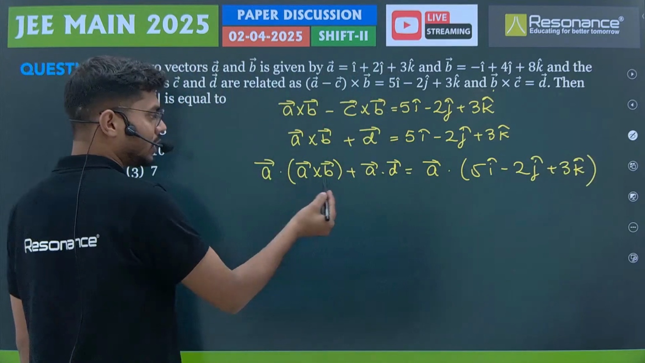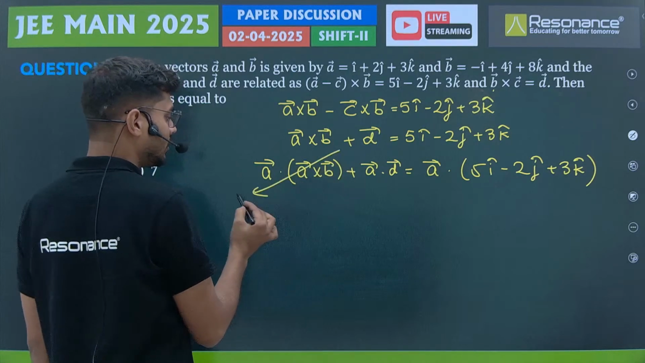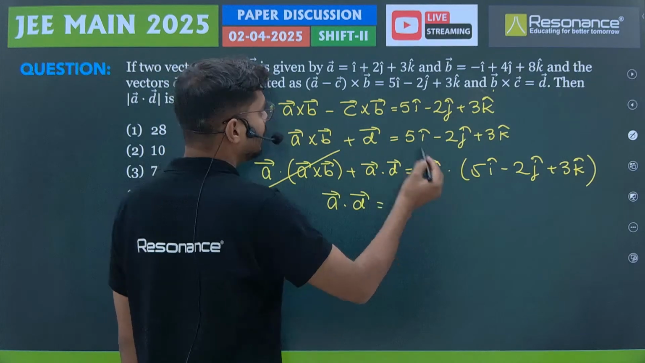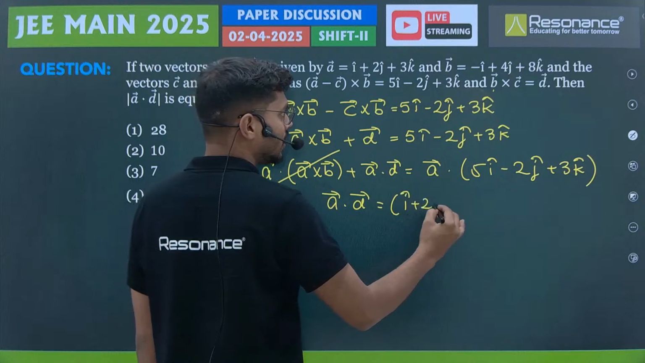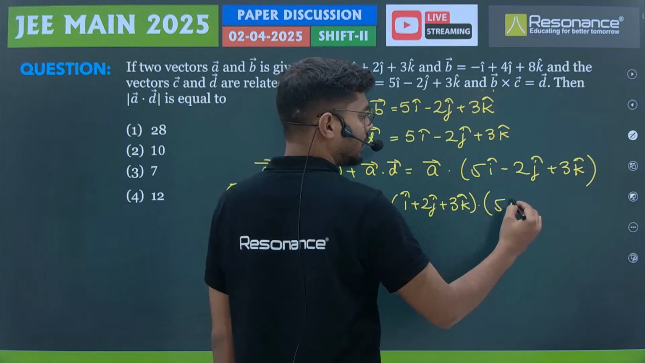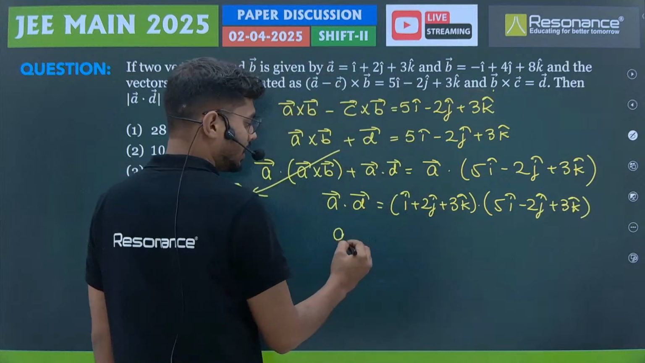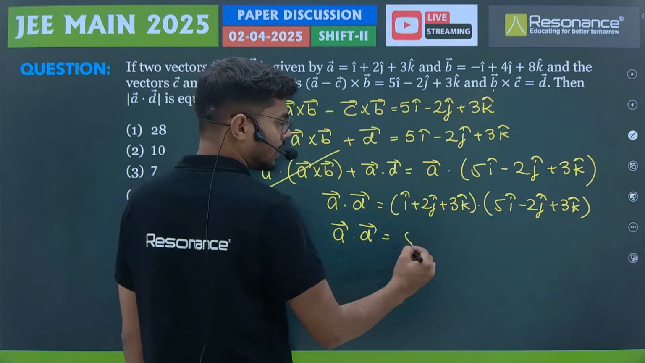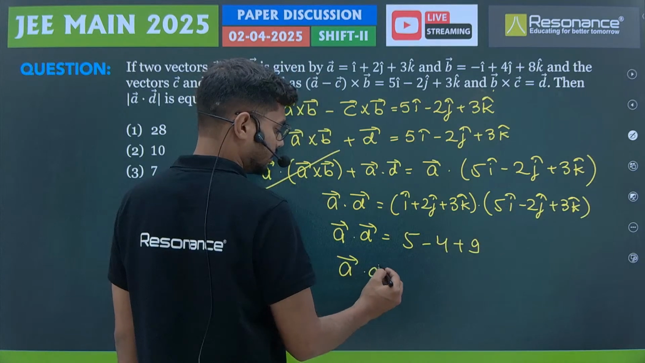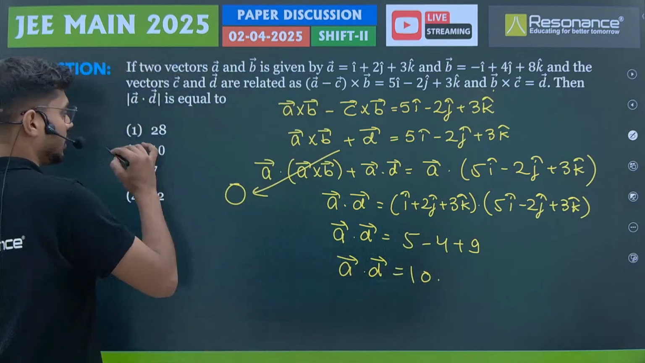Can I say that this is the scalar triple product of a cross b? If two terms are the same, that term will be 0 or not? So I got the value of a dot d is nothing but a dot b. a is i plus 2j plus 3k and b is 5i minus 2j plus 3k. If I multiply, I get 5 minus 4 plus 9, which comes as 10. They ask the modulus of this value, so the modulus is going to be 10.